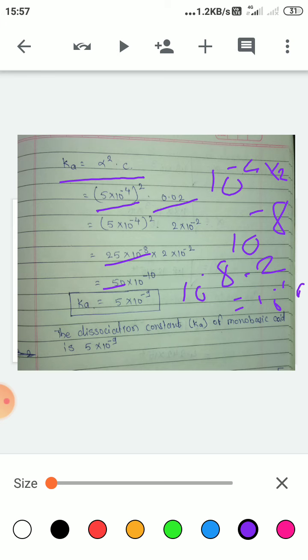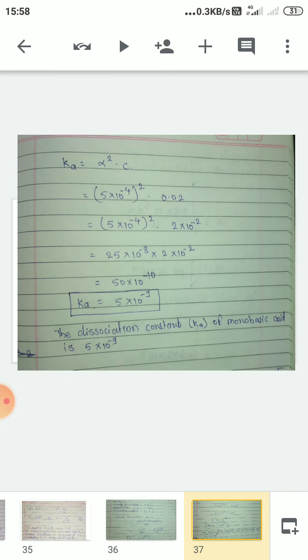Therefore Ka is equal to 50 into 10 to power minus 10, and we can convert it into the smallest figure, 5 into 10 to power minus 9. Therefore, the dissociation constant Ka of the monobasic acid is 5 into 10 to power minus 9.